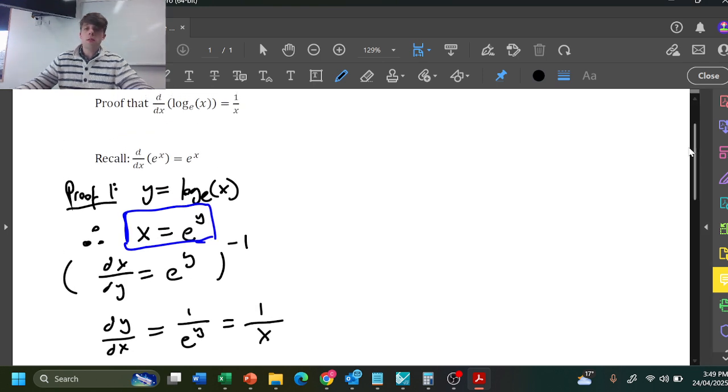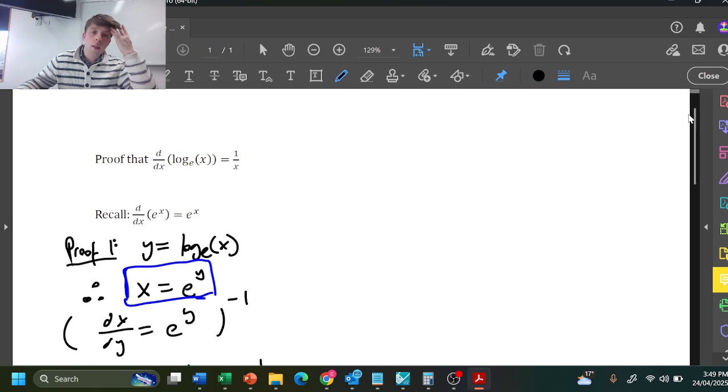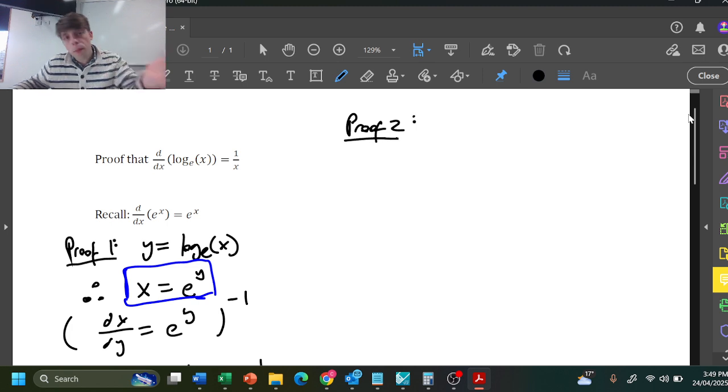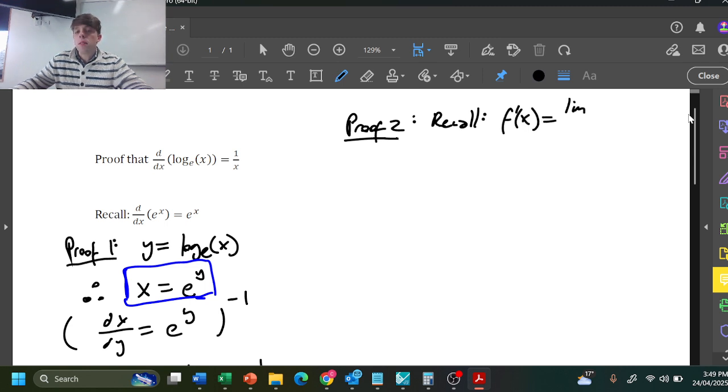Maybe that wasn't so satisfying though. So let's have a look at another proof. This is going to be proof 2. In this proof, I'm going to use the definition of the derivative. You might need to recall that definition, which is that the derivative is equal to the limit as h goes to 0 of f of x plus h minus f of x over h. We're going to use this definition.